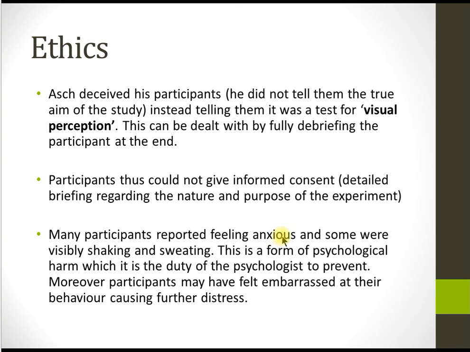Ethics. This is a big one, and it's an issue for social influence research overall. Asch deceived the participants. He told them they were taking part in a visual perception task. They weren't. He couldn't have told them the real truth, because if he had, they would have behaved differently. Because they weren't told the truth, though, they couldn't give informed consent.